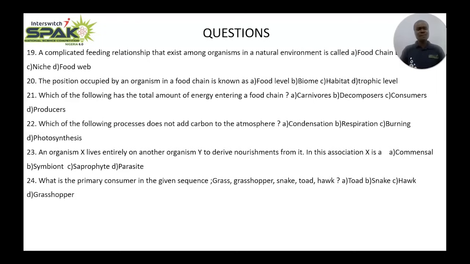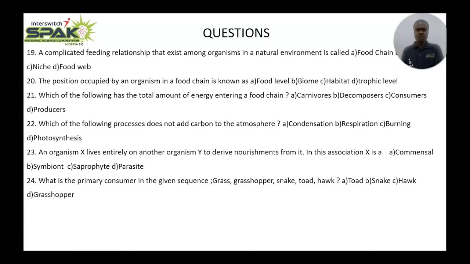What is the primary consumer in the given sequence? In this given sequence, which one is the primary consumer? We have grass, grasshopper, snake, toad, hawk. Which one is the primary consumer? The grass, of course, is the producer. The grasshopper feeds on the grass. So the grasshopper is the primary consumer.